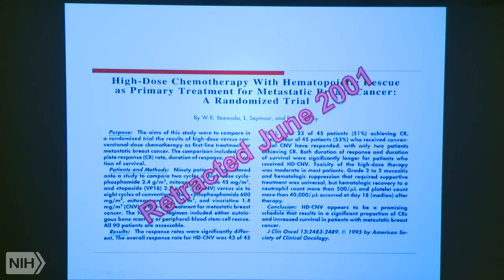So between 1995 and 2001, there were many hundreds of patients with breast cancer that were treated with high-dose chemotherapy with stem cell rescue, to see if those patients could benefit, when clearly, if he had never made up this data and had it published in 1995, these patients would have been spared significant side effects.